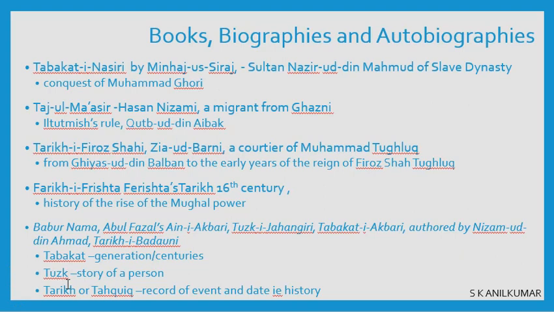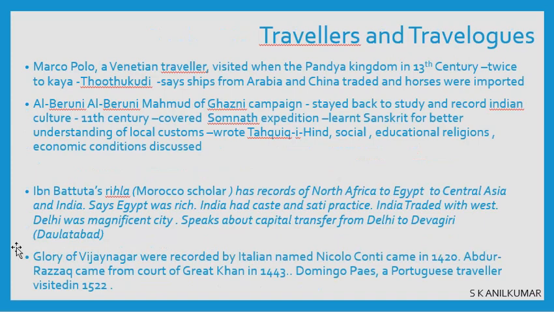Then Tazkira. Tazkira is the story of a person. Then Tarikh or Tahqiq. Tarikh or Tahqiq is record or event or history. So, these are the Persian or Islamic or Arabic words used by those biographers or chroniclers.